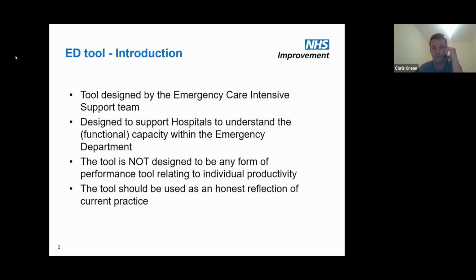The tool is not designed to be any form of performance tool, and it really shouldn't be used as such. And it certainly isn't anything to look at individual productivity of staff. The tool really should be used as an honest reflection of the current practice, and we really can't stress that enough, that the tool should be designed and used so that it reflects what is going on in your organisation at the moment.